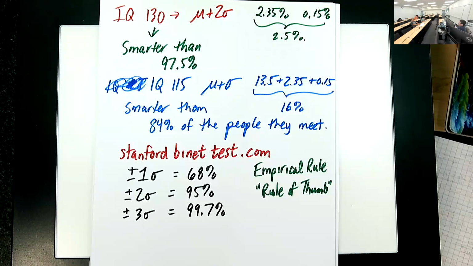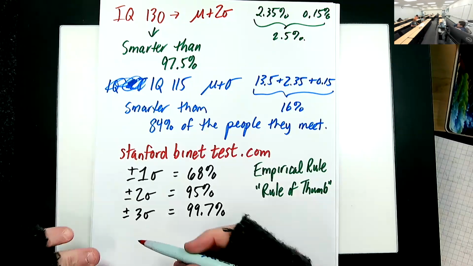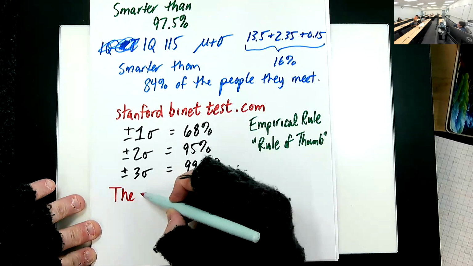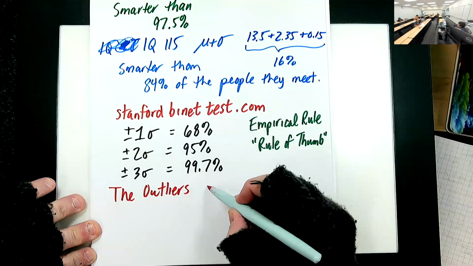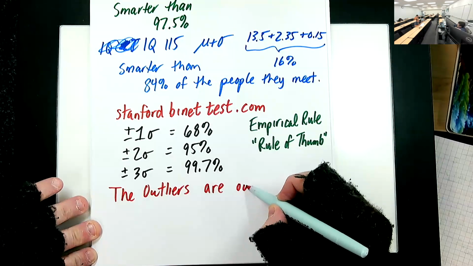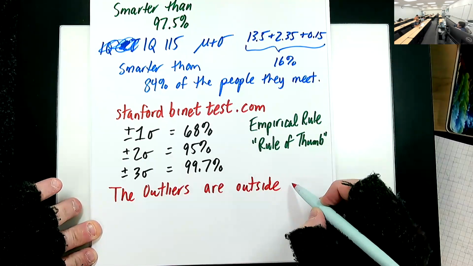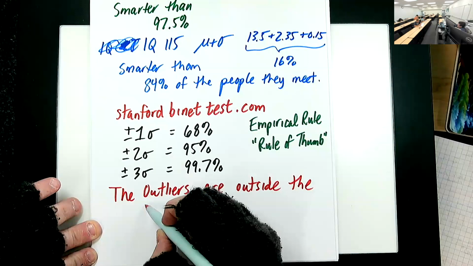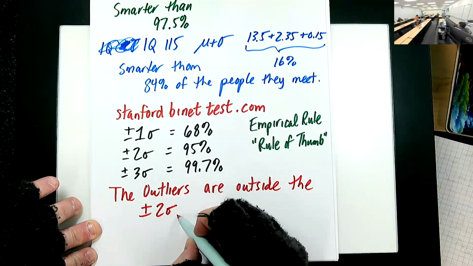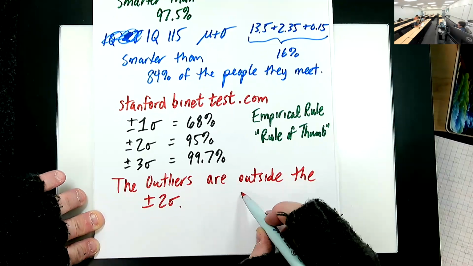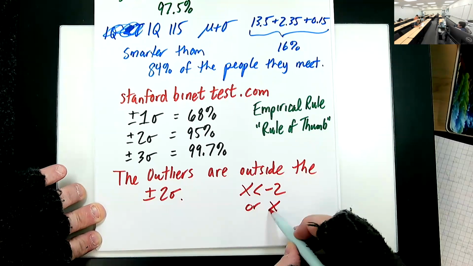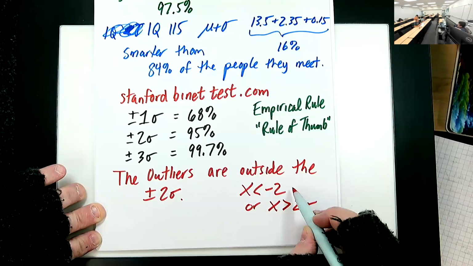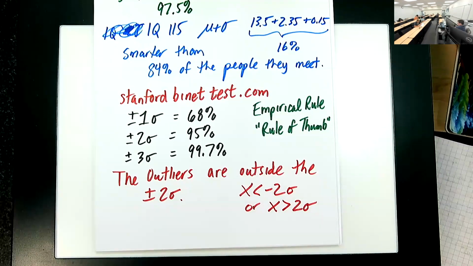We tend to say that the outliers are outside the plus or minus 2 sigma. So it means they are less than -2 or greater than +2 sigma away from the mean.